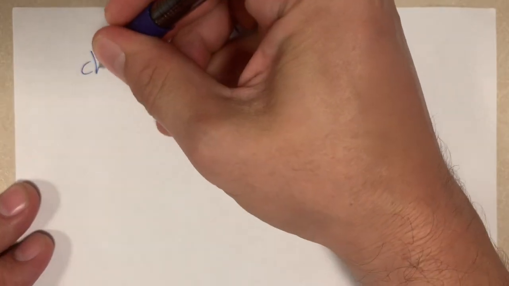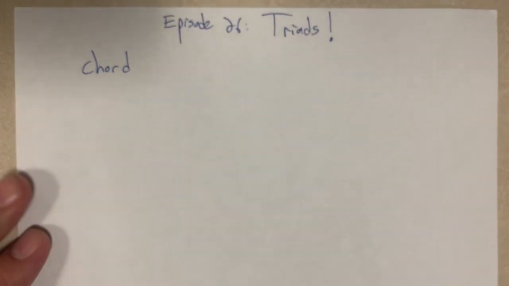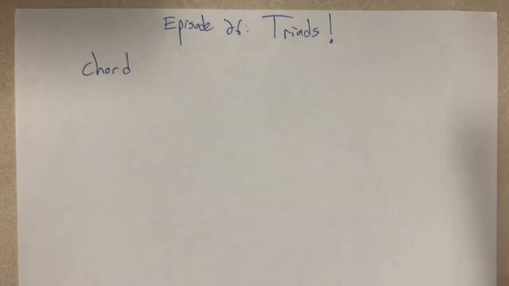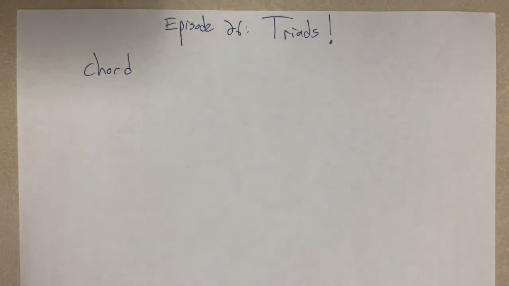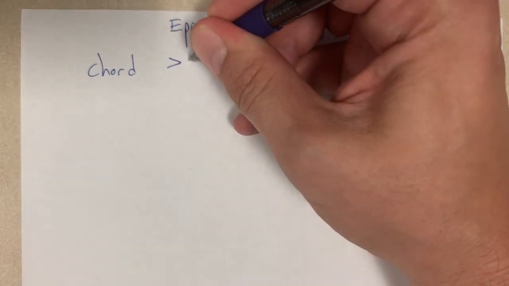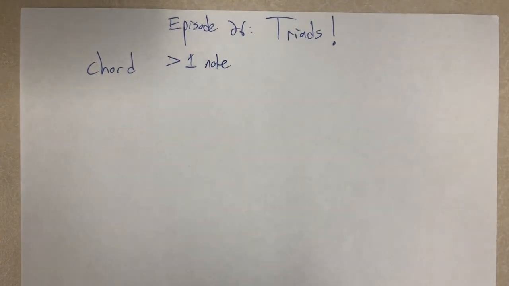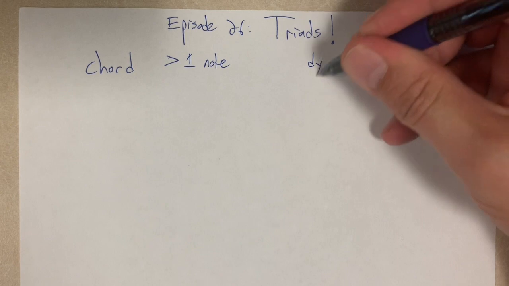Chord is spelled like this, like chord. And chords are just more than one note, basically. Greater than one note. And there's kind of these generic words for different kinds of chords, like a dyad has two notes.